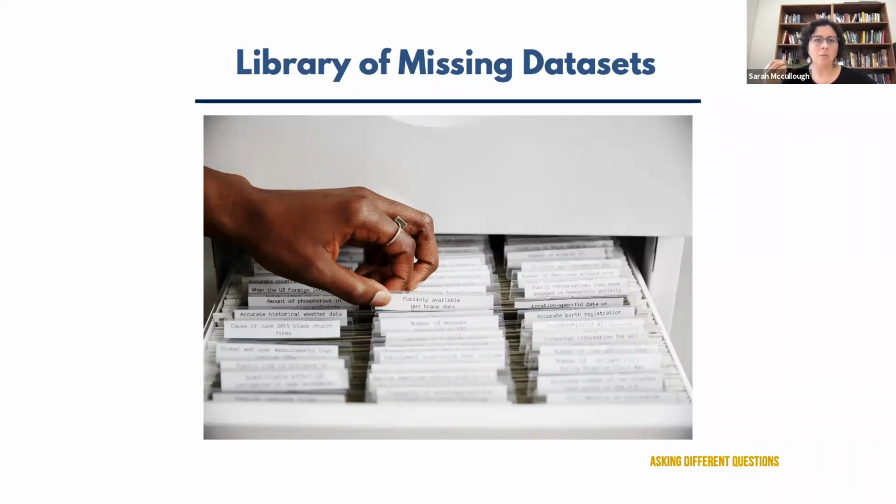And is it because we can't get it? Is it because we aren't making that a priority? Is it because of power? What is the reason? And so I encourage you all to think about what are data sets that you wish existed, or maybe may exist, but you don't necessarily have access to, or you wish you had access to.